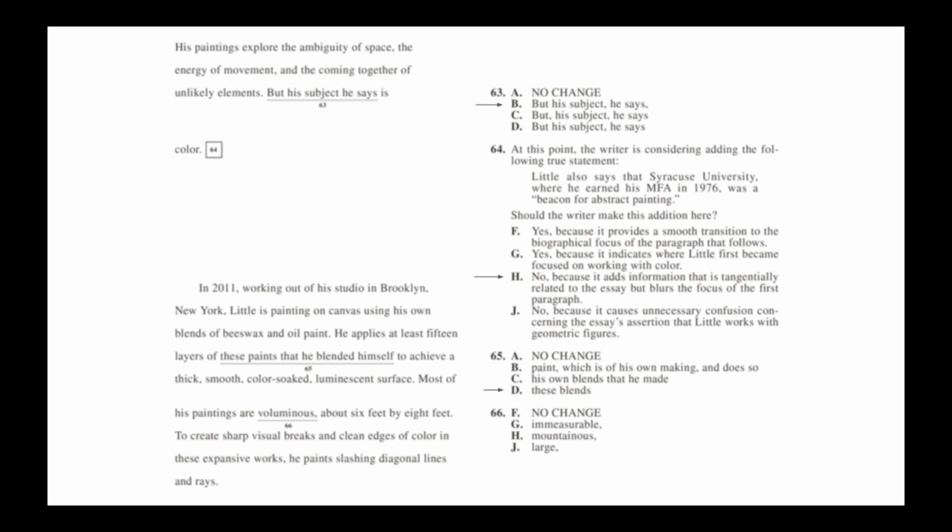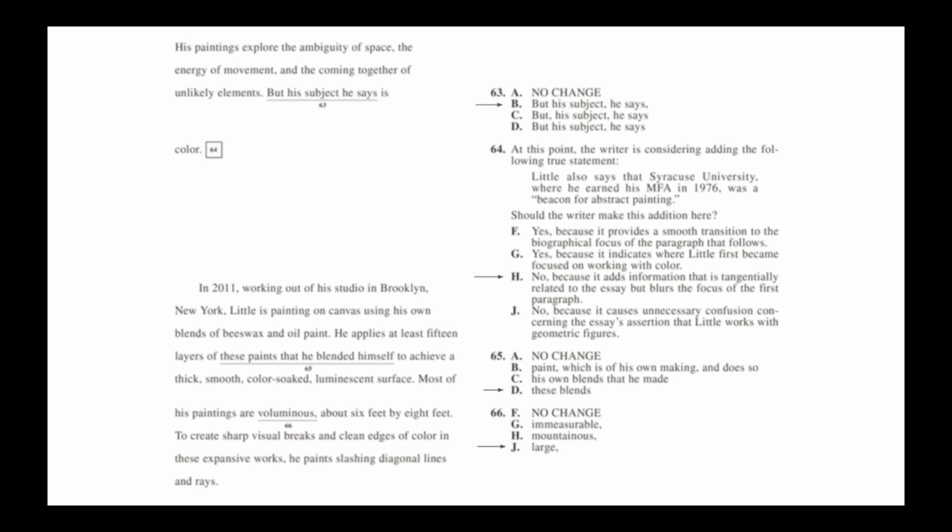On to question 66. The answer is J. This is one of the questions that just deals with avoiding unnecessary verbiage and getting the idea out in the simplest way, but also in the clearest way. The part of the passage the question was referring to: "most of his paintings are voluminous, about 6 feet by 8 feet." Voluminous doesn't really make sense because it just means taking up a lot of space, and that could mean by width, or a lot of things, so that option isn't very clear. It's also almost exaggerated, and we see this exaggeration with immeasurable and mountainous. Those are exaggerations, and those aren't necessarily clear. The clearest and most concise answer is large: most of his paintings are large, about 6 feet by 8 feet.